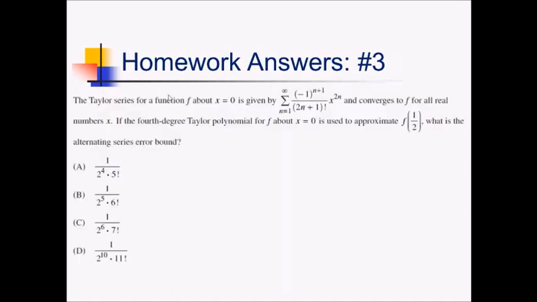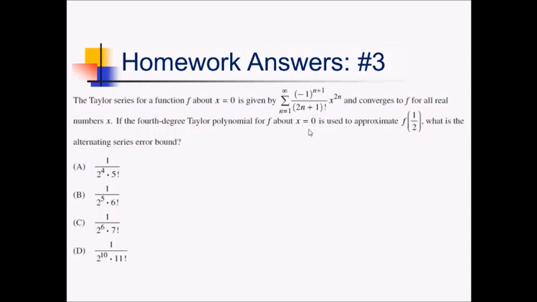For this problem, we have a Taylor series for a function about 0 given by this series here. And we're told this converges to f for all real numbers. A fourth degree Taylor polynomial is used to approximate f of 1/2. We want the alternating series error bound. Okay, well, we better make sure that this actually meets the conditions of the error bound. I mean, we would hope it would if they're asking for it, right?